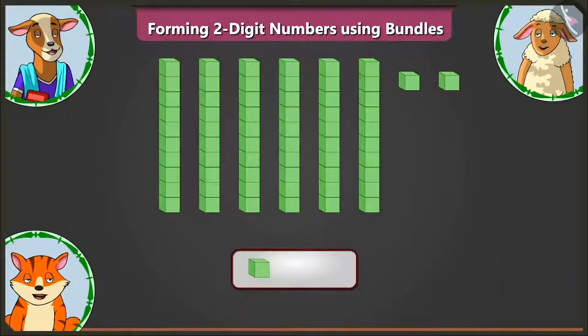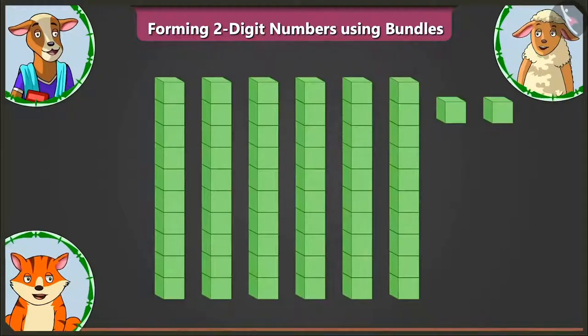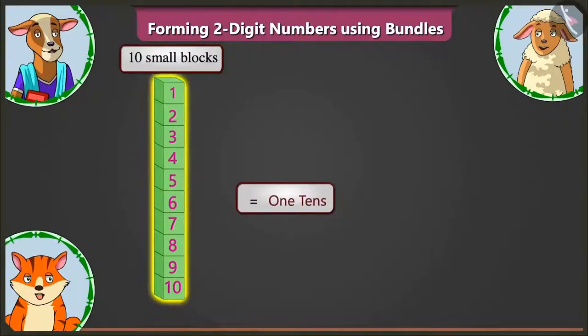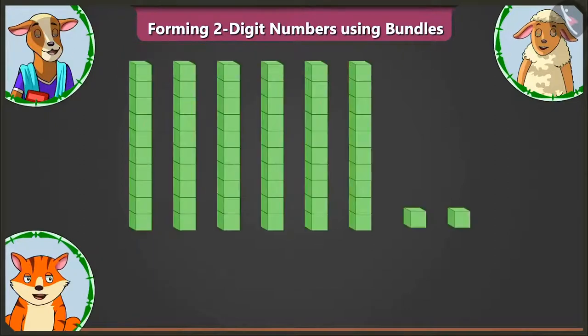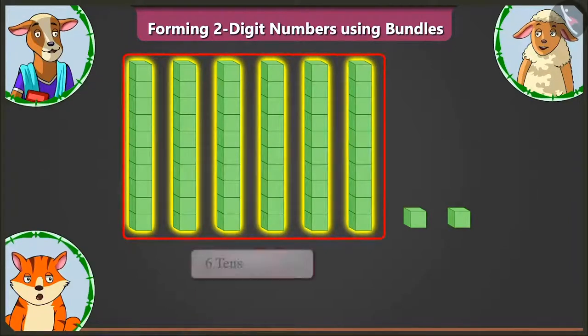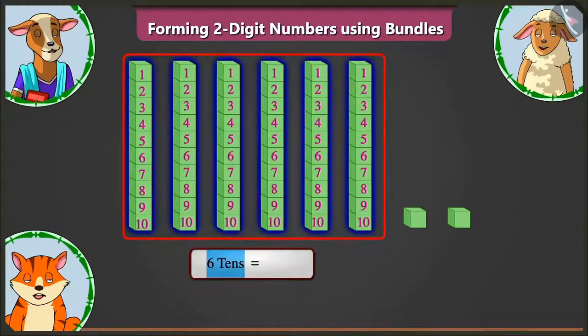Look, Billy, here we have to count one small block as 1. Now tell me, what number do all these blocks represent? Here, in the first big block, there are 1, 2, 3, 4, 5, 6, 7, 8, 9 and 10 small blocks, means there is 1 tens. Well done, Billy. Similarly, there are 1, 2, 3, 4, 5 and 6 groups of 10 blocks each. So, 6 tens make 60.